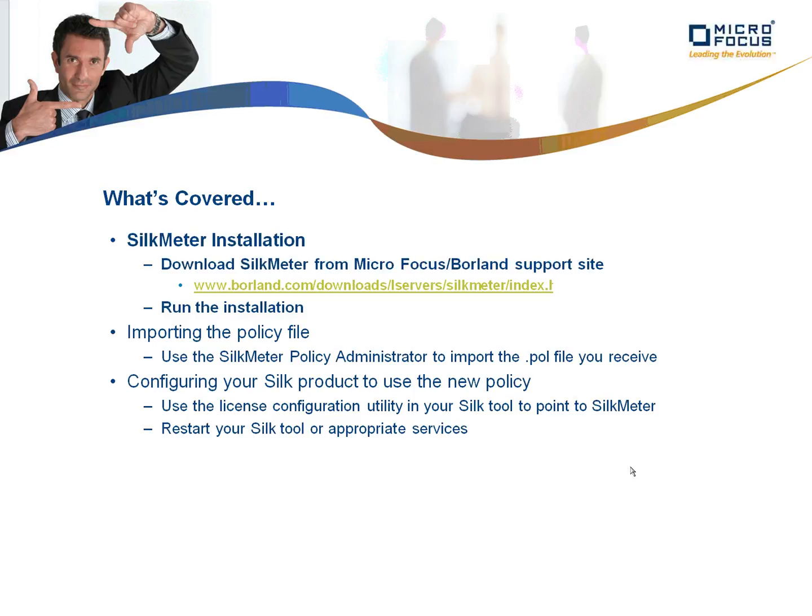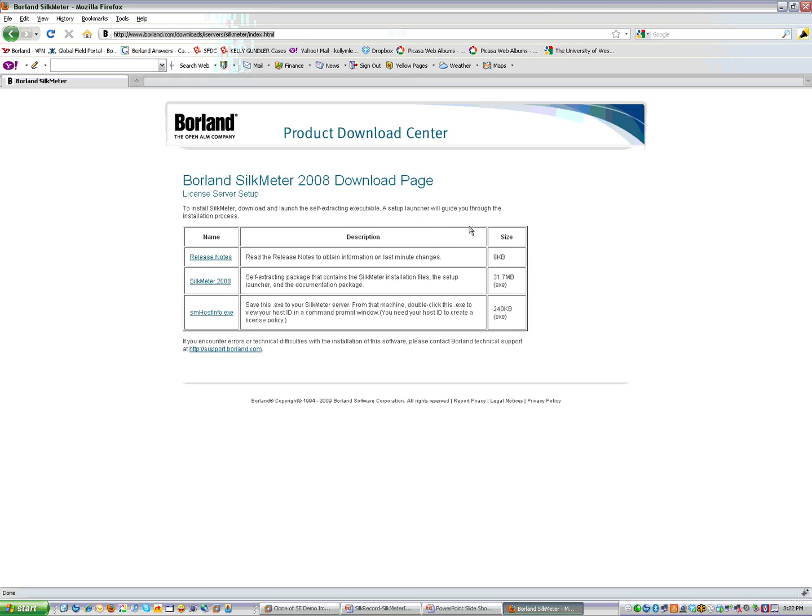So let's start with where to get SilkMeter. This is the address you go to, www.borland.com/downloads/lservers/silkmeter/index.htm. It'll bring you to this site where you'll find things such as the SilkMeter installation package as well as the release notes. Download SilkMeter 2008 to your local desktop and run the installation.